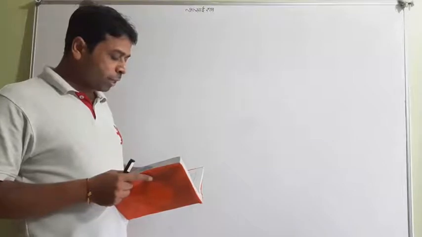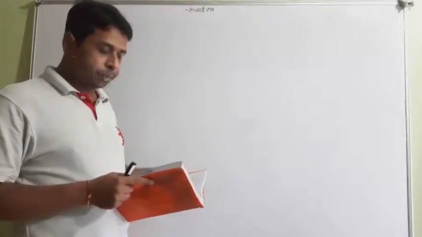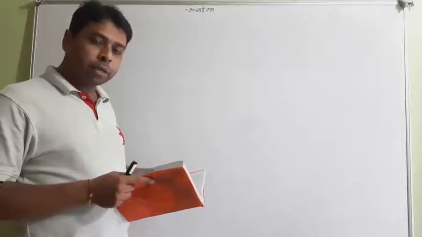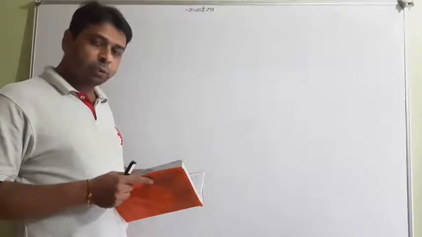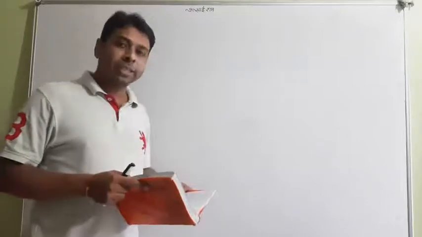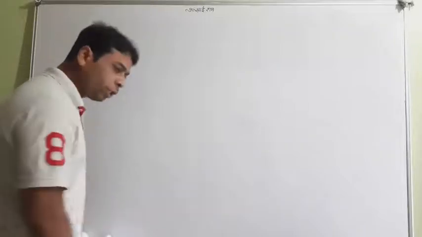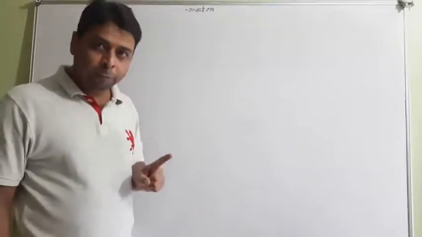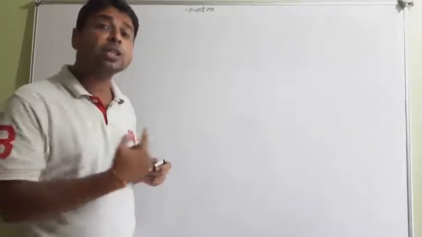The question says: a train travels 360 km at a uniform speed. If the speed had been 5 km per hour more, it would have taken 1 hour less to cover the same journey. Find the speed of the train. The question is based on a single train with two speeds: first, a uniform speed, and second, an increased speed.